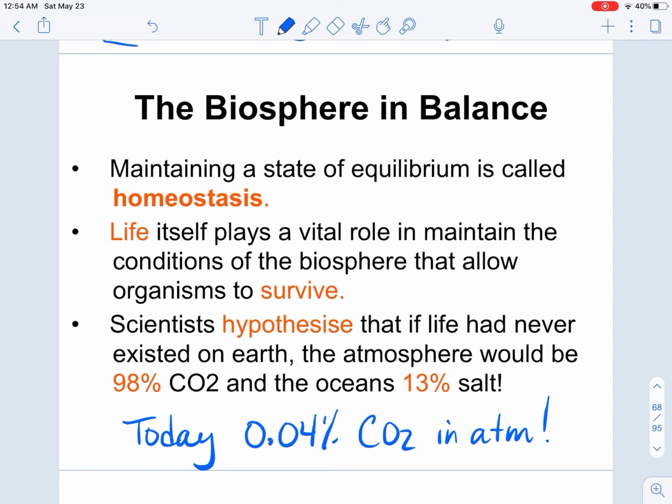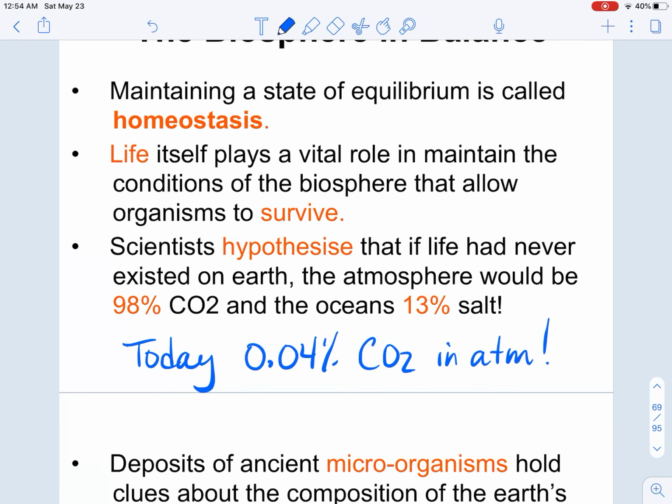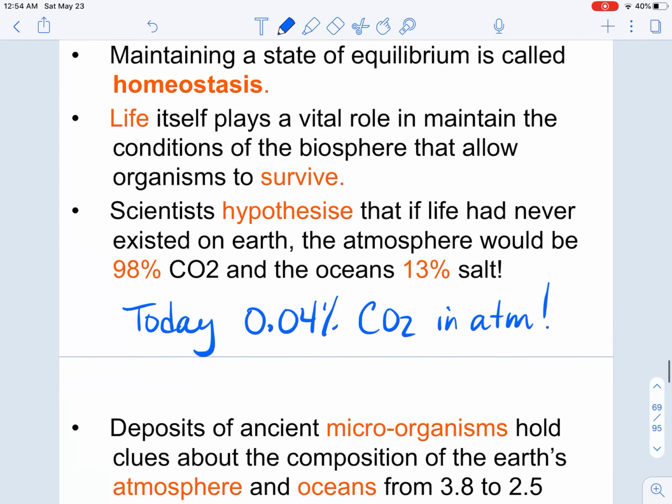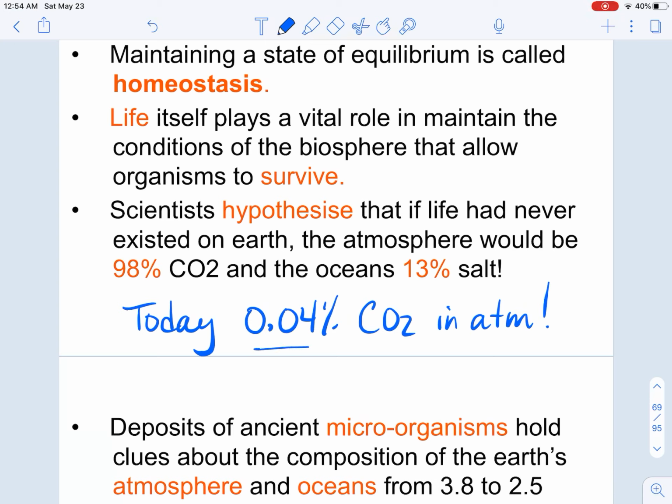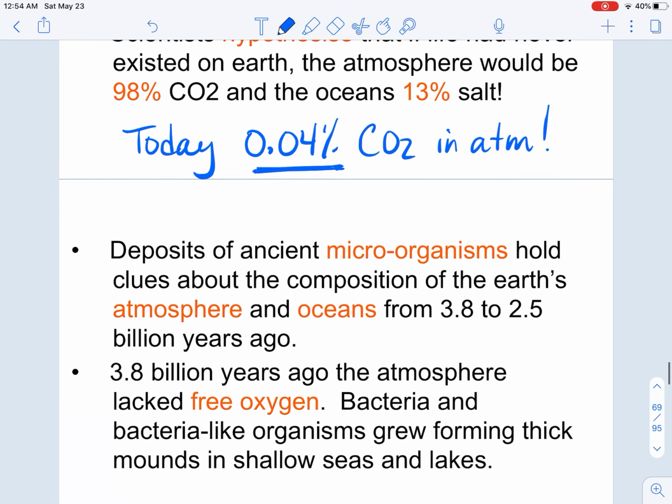Homeostasis, of course, is when things are in balance, and we start talking about oxygen and carbon dioxide, where they believe that if there was no life on Earth, the atmosphere might still be 98% carbon dioxide, as they believe it once was, and the ocean's very salty. However, today we only have 0.04% carbon dioxide in our atmosphere, even though we are concerned with the accumulation of that carbon dioxide in there as one of the major greenhouse gases. It's still a very small percent.